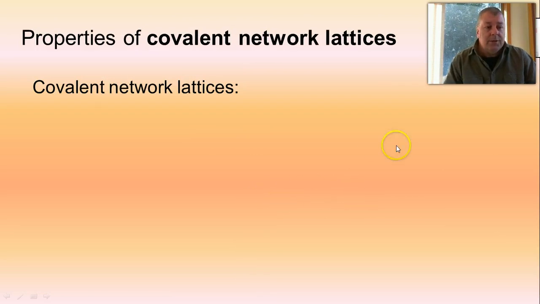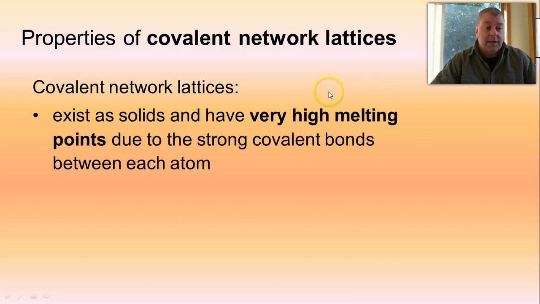So what are the properties of covalent network lattices? We've just looked at 2 of them, diamond and quartz, and we recognize that they're very hard, and so they have a very high melting point. They occur as solids, have a very high melting point. Why do they have a very high melting point? Because of all those covalent bonds.